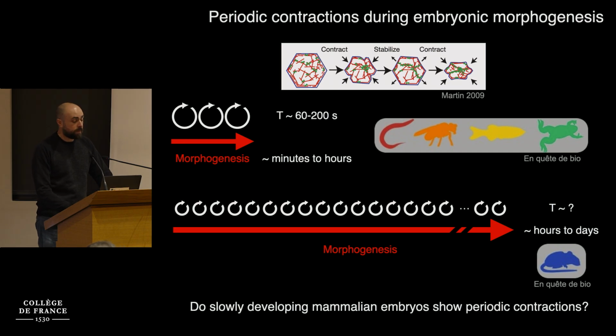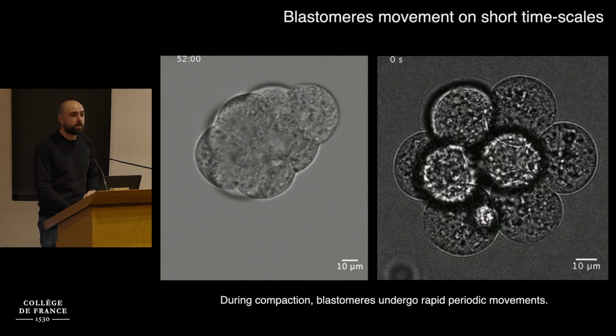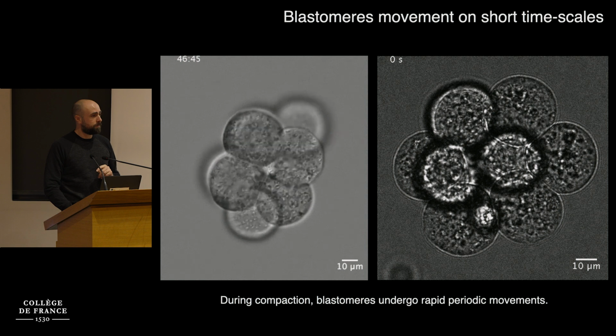And so this is an easy question to answer. And so the thing you need to do is you need to stop imaging mouse development on a time scale of days. You need to image it at a very fast pace. And so this is the only thing that we needed to do. And so this is compaction if you image every 15 minutes.